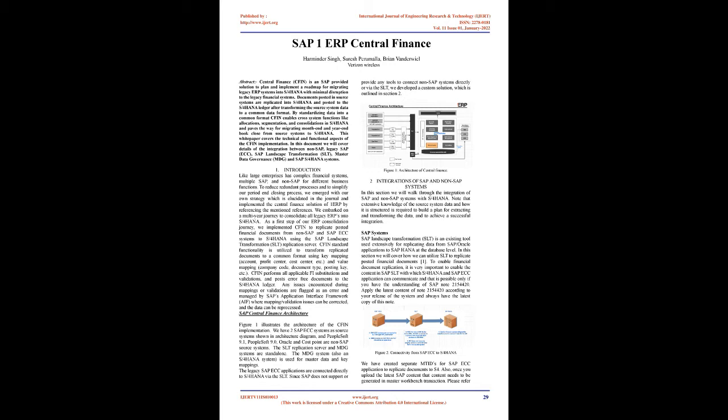By standardizing data into a common format, CFIN enables cross-system functions like allocations, segmentation, and consolidations in S/4HANA and paves the way for migrating month-end and year-end book close from source systems to S/4HANA. This white paper covers the technical and functional aspects of the CFIN implementation. In this document we will cover details of the integration between non-SAP, legacy SAP ECC, SAP Landscape Transformation, SLT, Master Data Governance, MDG, and SAP S/4HANA systems.